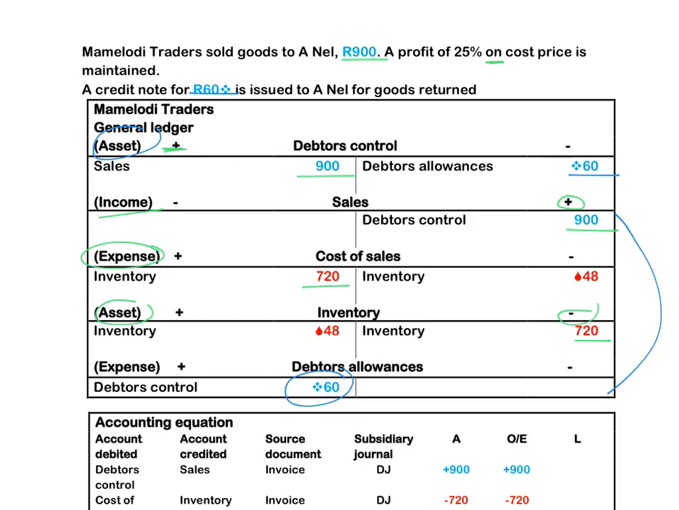The inventory was returned, so we will increase inventory asset on the debit side. We will decrease cost of sales on the credit side because now the goods are not sold and we have to reduce this expense for cost of sales. The meaning of cost of sales is cost price of goods already sold.